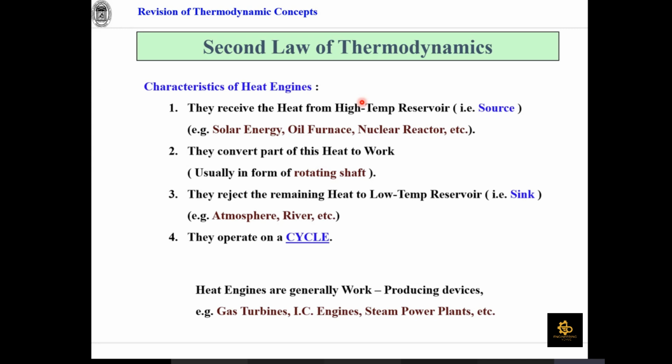Now the characteristics of the heat engine. Heat engines receive heat from a high temperature reservoir, called the source, and that source can be any type of energy source: solar energy, an oil furnace, a nuclear reactor, or a battery or anything. They convert part of this heat to work, usually in the form of a rotating shaft. So what we are doing is taking work from the heat engine.